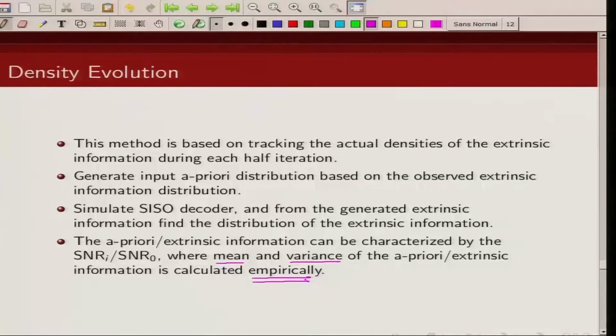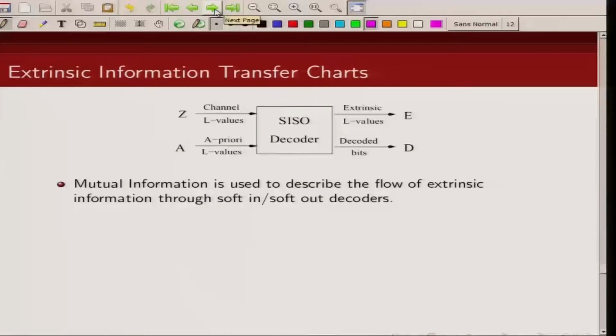So, they did not assume that consistency criteria which Al-Gamal and others did. They actually used the observed density, they generated a priori information based on the observed distribution of the extrinsic information.